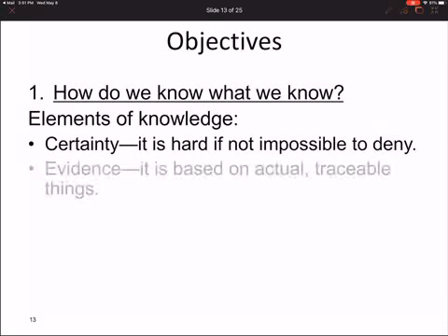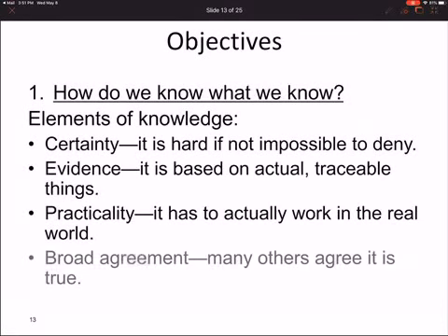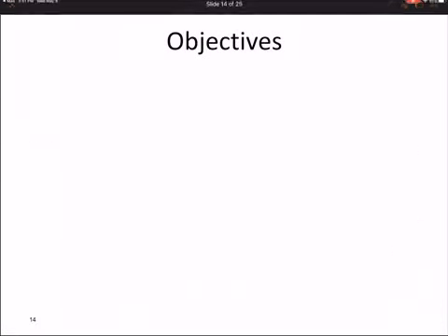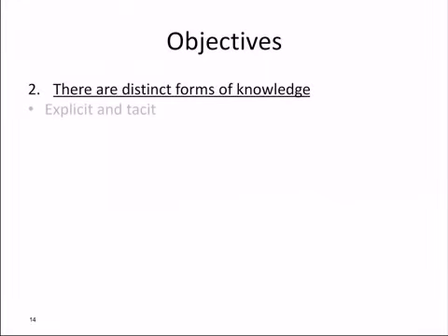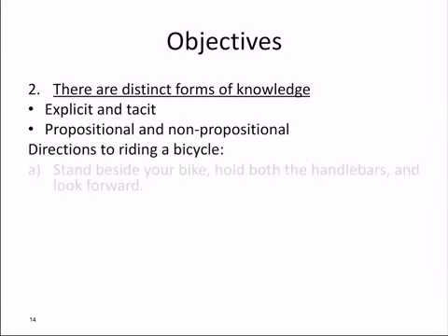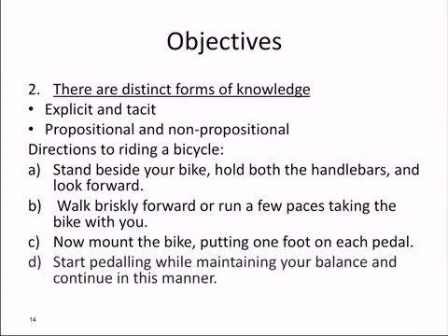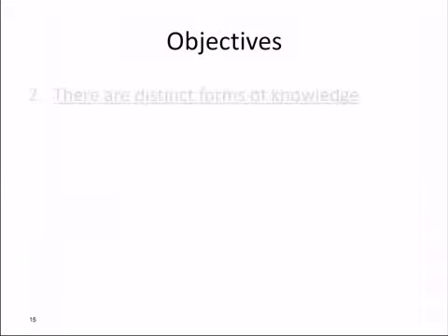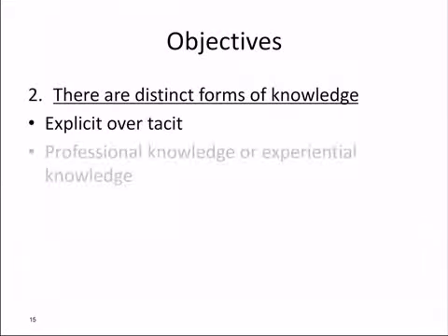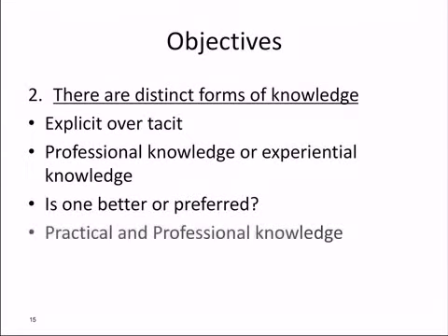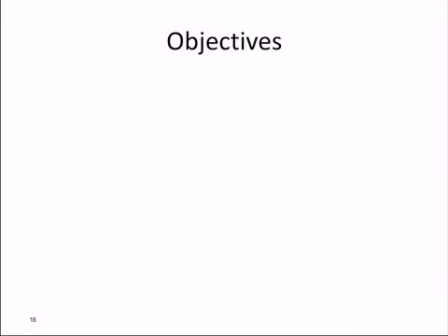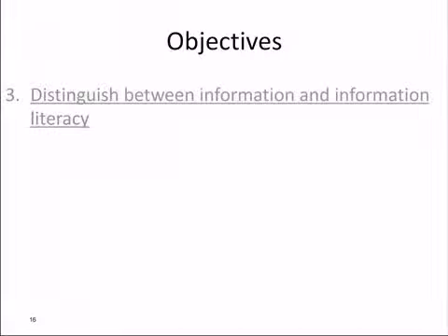There are several elements of knowledge that both your textbook and the study guide will talk about. We will be discussing different forms of knowledge. We'll be talking about the specific differences between explicit and tacit knowledge. We will also be talking about professional or experiential knowledge. In addition, what we don't cover in this slide is the role of personal knowledge itself.